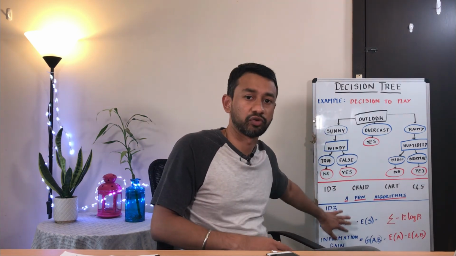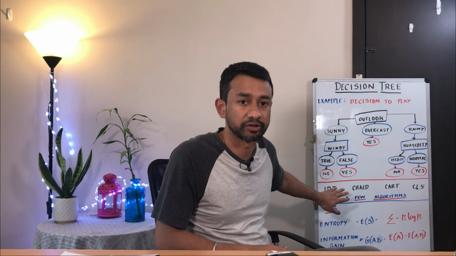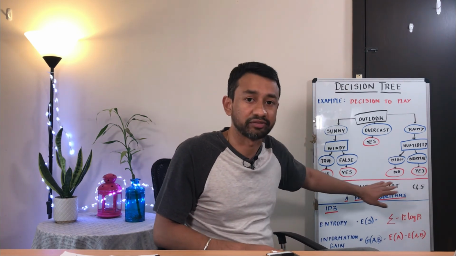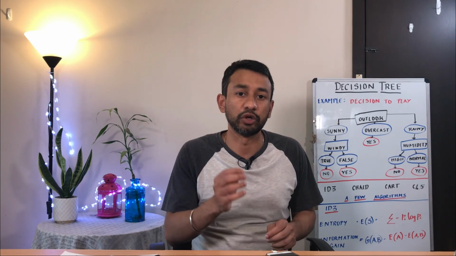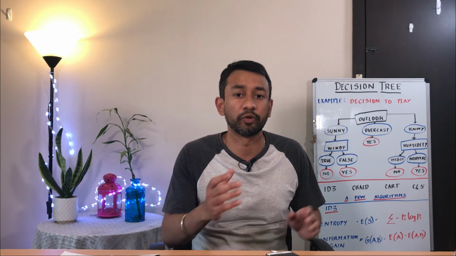So these are all the various formulas that are used in the ID3 algorithm. There are a few other algorithms as well. What I will be doing is providing you a link in the description where you can find some material to learn more about decision tree.